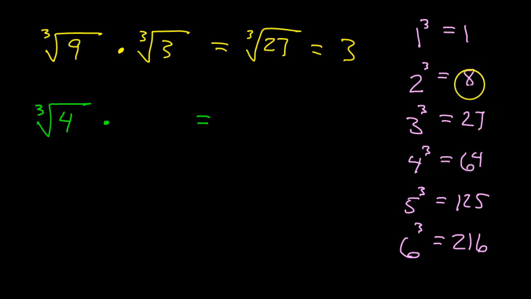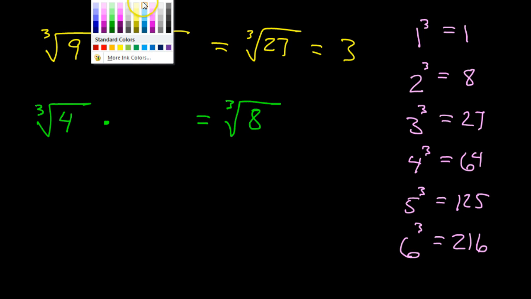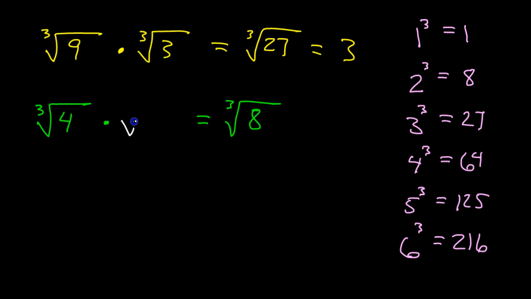You know what? This is simplest. 4 goes into 8 evenly. So what I could make this into is the cube root of 8. So what would I have to multiply by? I would have to multiply by the cube root of 2, because the cube root of 4 times the cube root of 2 would be the cube root of 8.